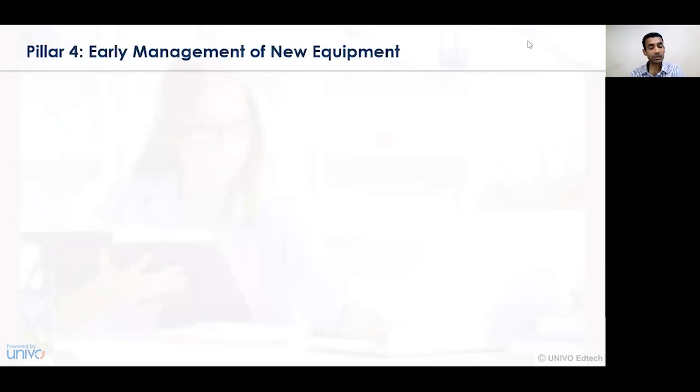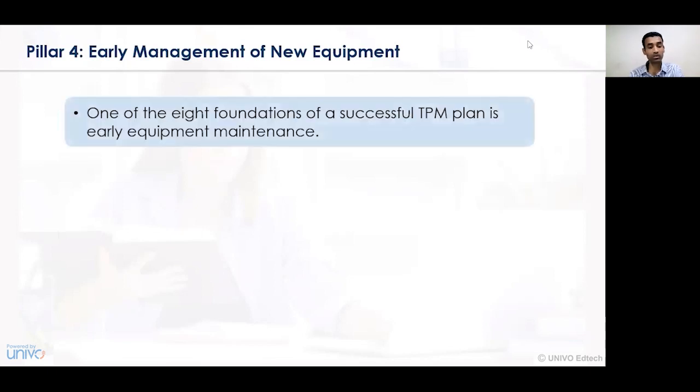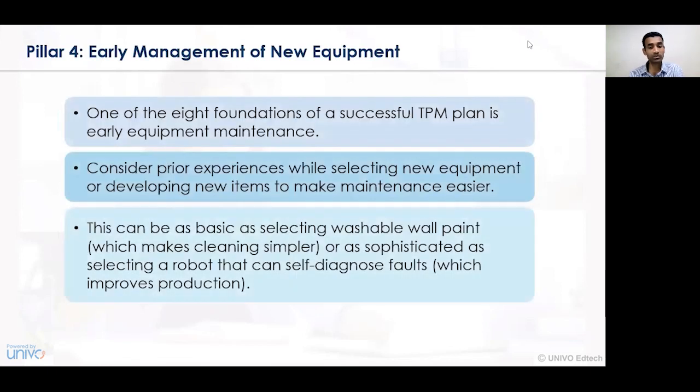The fourth pillar of TPM, that is total productive maintenance, focuses on early management of the new equipment, wherein we need to have a proper focus on the management of new equipment. So one of the 8 foundations of the successful TPM plan is early equipment maintenance. So we must have early equipment maintenance wherein a proper time should be provided, a proper measurement and a threshold limit should be provided as to how and when we check a particular equipment. So early management of new equipment or sourcing of particular machinery or upkeep maintenance is essentially required.